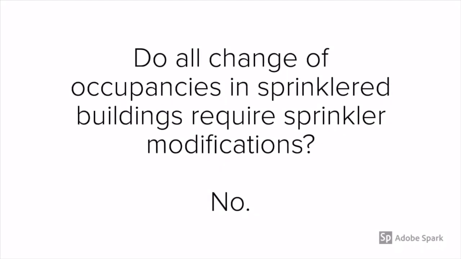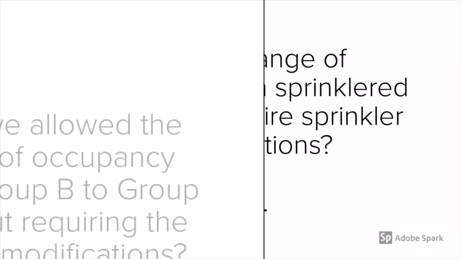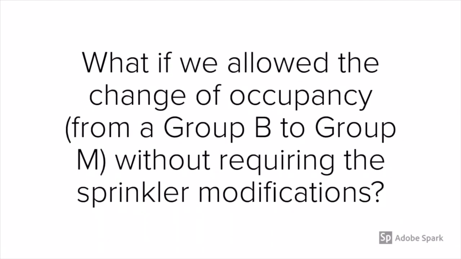Do all changes of occupancy in sprinklered buildings require sprinkler modifications? The answer is no. Let's say we reversed our example and said we were going from mercantile to business. We would go from a higher classification to a lower classification, and because of that, no sprinkler modifications would be required. In closing, I want to end with this question.